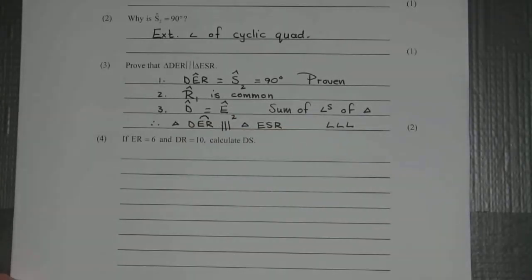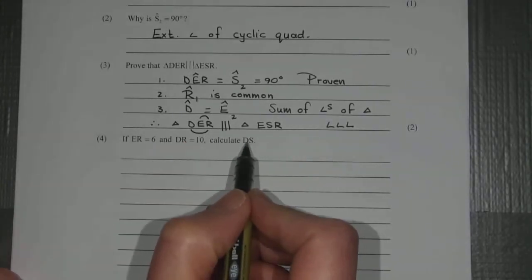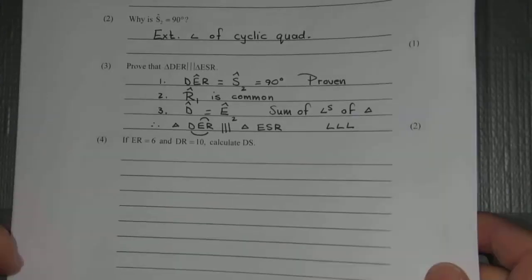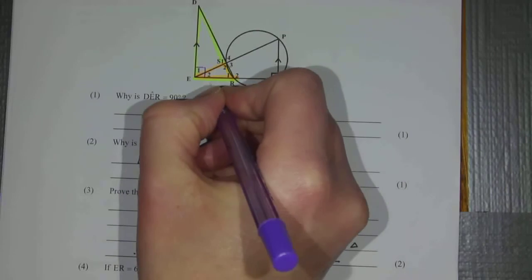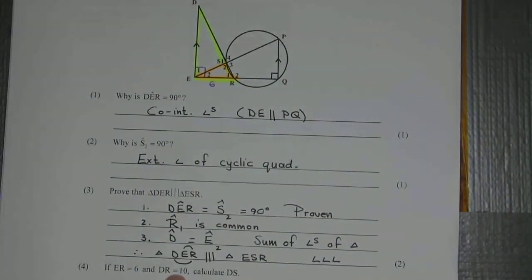If ER is equal to 6, so ER, and DR is equal to 10, so DR, calculate DS. And then you look at it and you go, darn, DS. Don't have that. That's a problem. You see what I'm saying? So this means we are going to have to go back to the diagram and get a better idea of what we are talking about over here. So let's put it on the diagram. So ER is 6. I'll put it in the purple again. DR is equal to 10.